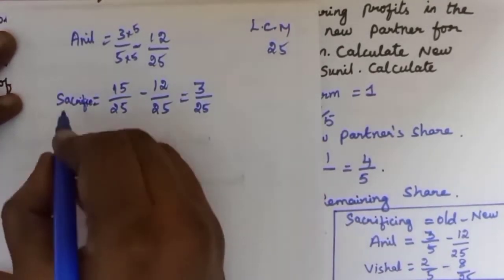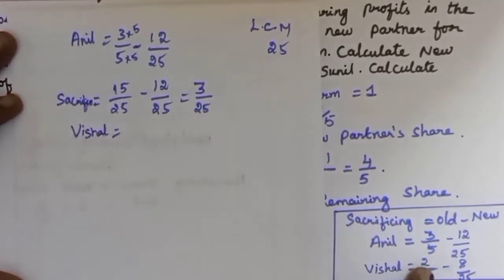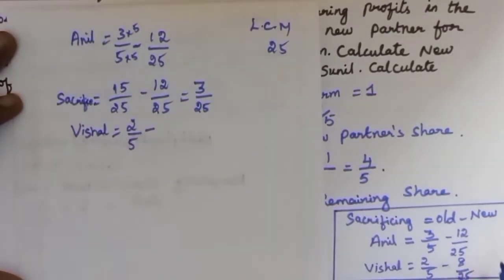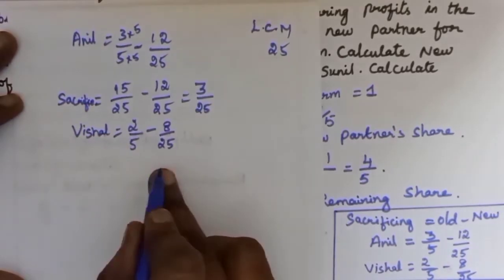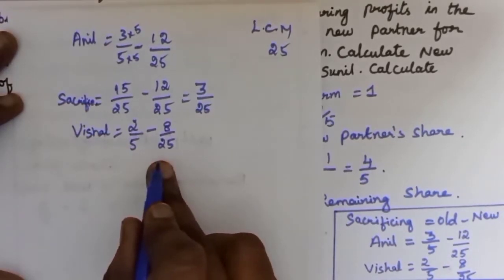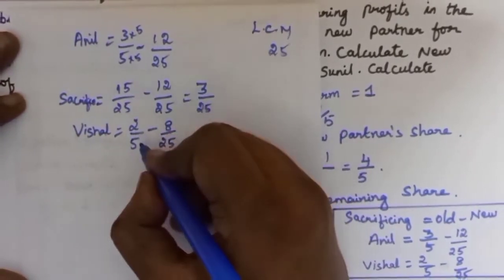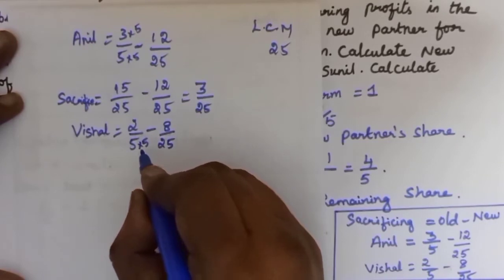Next, share sacrificed by Vishal. Vishal's old share is 2 by 5 and new share is 8 by 25. Here also the denominator is different. LCM is 25. We have to convert the denominator, multiply by 5.